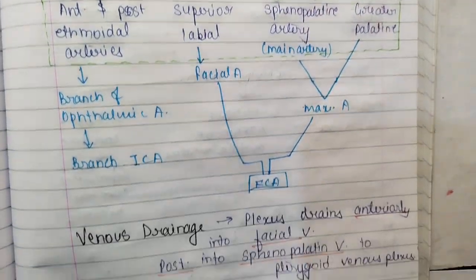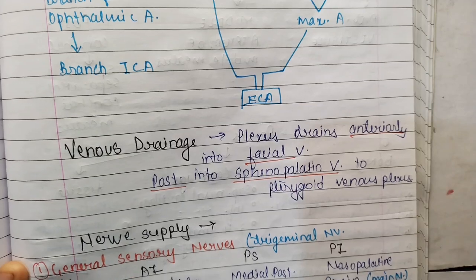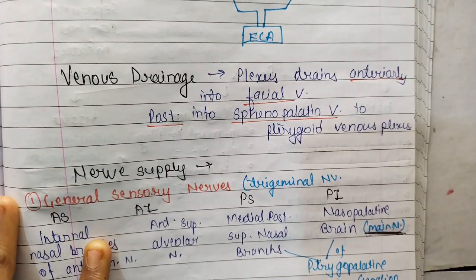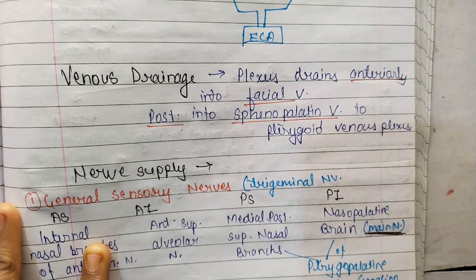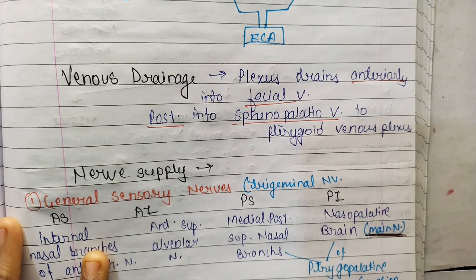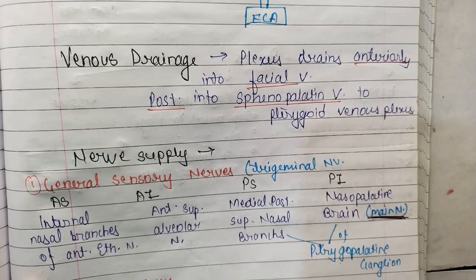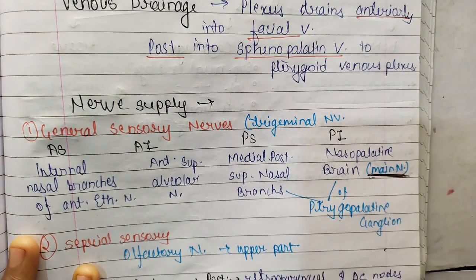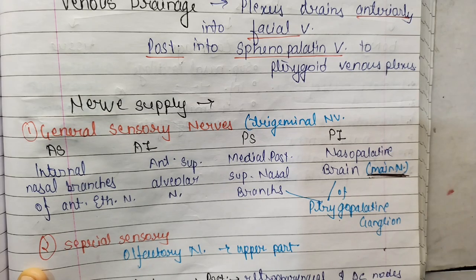Now the venous drainage is anteriorly by the facial vein and posteriorly by the sphenopalatine vein to the pterygoid venous plexus. And coming to the nerve supply, the nerve supply is by two things, that is general sensory nerve and the special sensory.